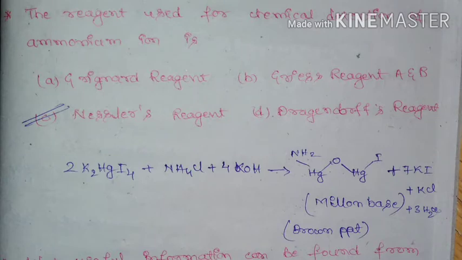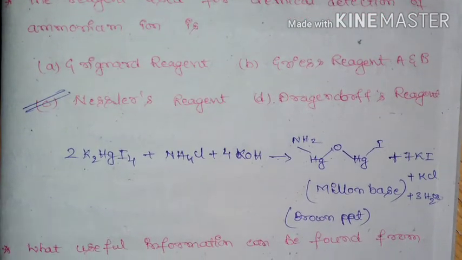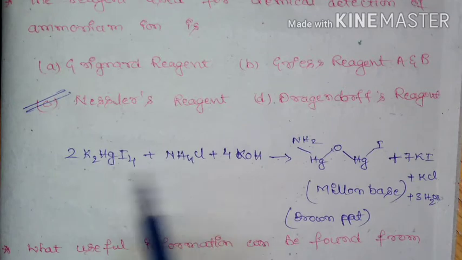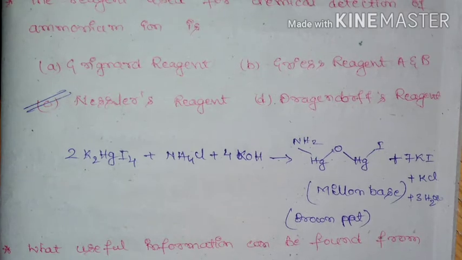Next question: the reagent used for chemical detection of ammonium ion is Nessler's reagent. Here is the reaction showing how Nessler's reagent reacts with the ammonium cation. Nessler's reagent reacts in basic medium with the ammonium cation and forms a brown precipitate, which is called Millon's base. So that is the chemical detection of the ammonium ion.